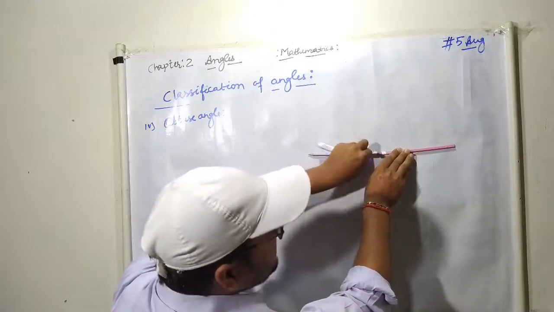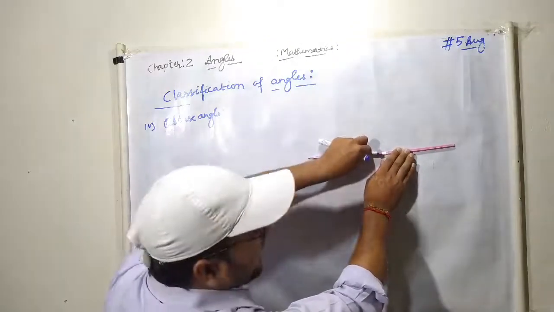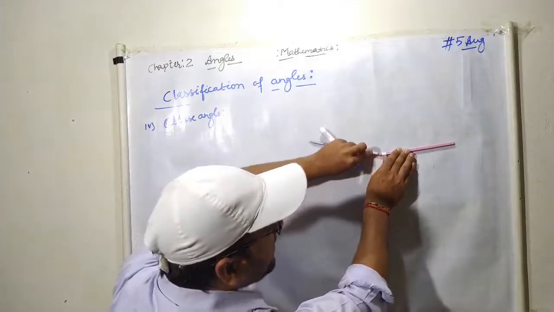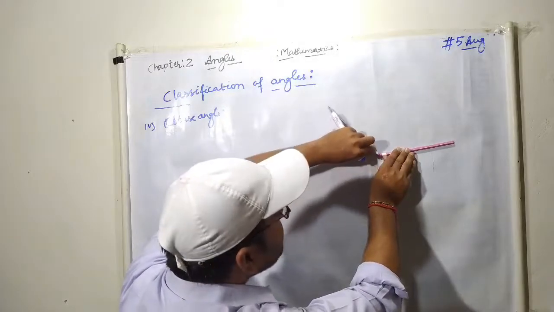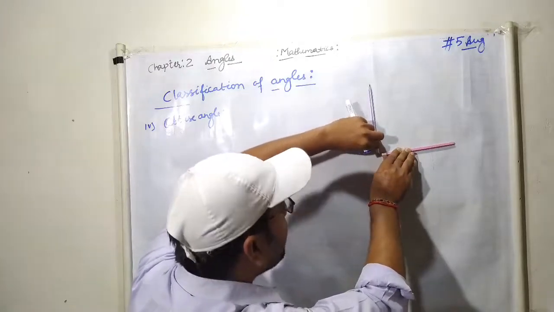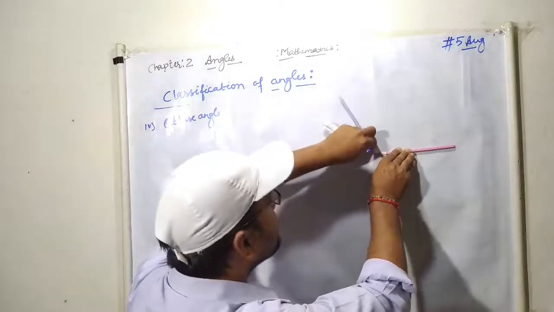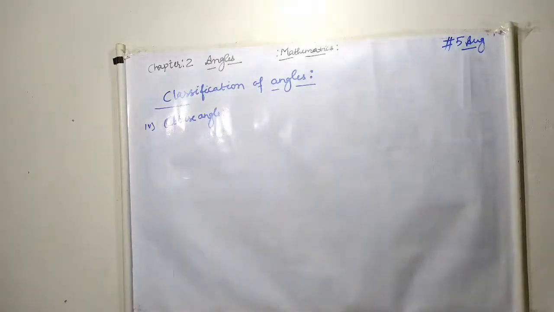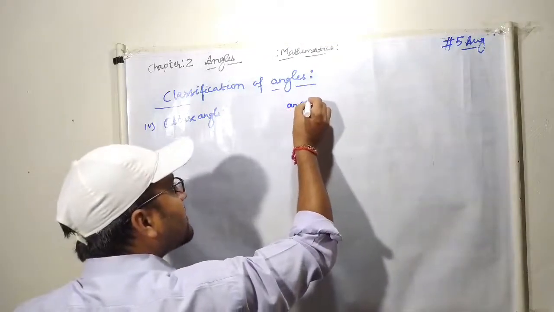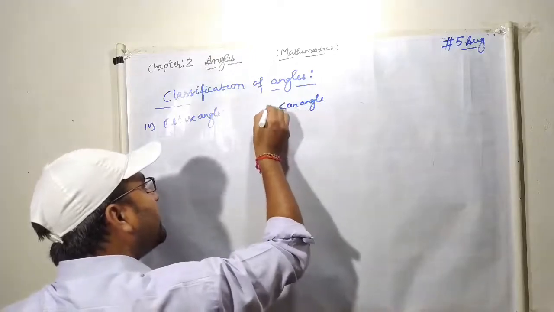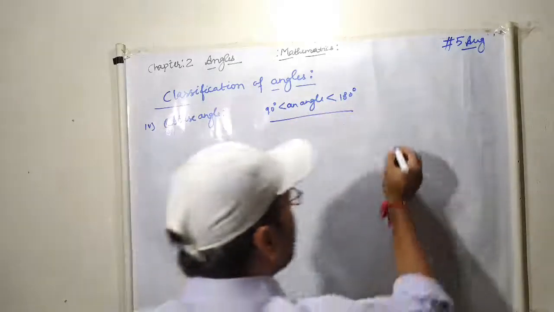And this is 180 degrees. This is a straight angle. It is called a straight angle. It forms 180 degrees. So it is greater than 90 degrees but less than 180, up to 179, that is an obtuse angle, and 180 is a straight angle. So in between 90 degrees and 180 degrees is known as an obtuse angle. An angle whose magnitude is greater than 90 degrees but less than 180 degrees is known as an obtuse angle.